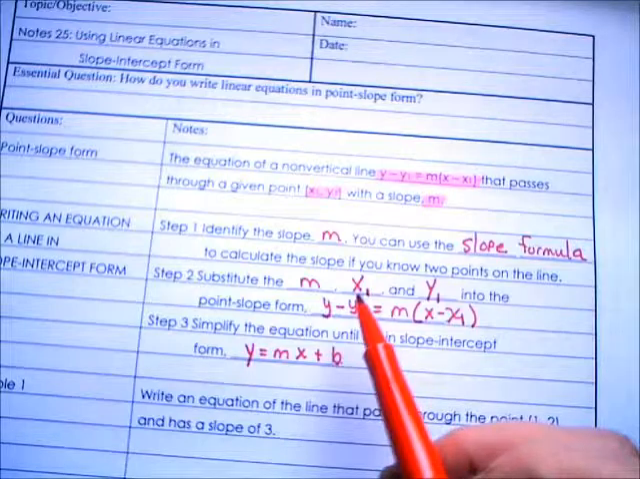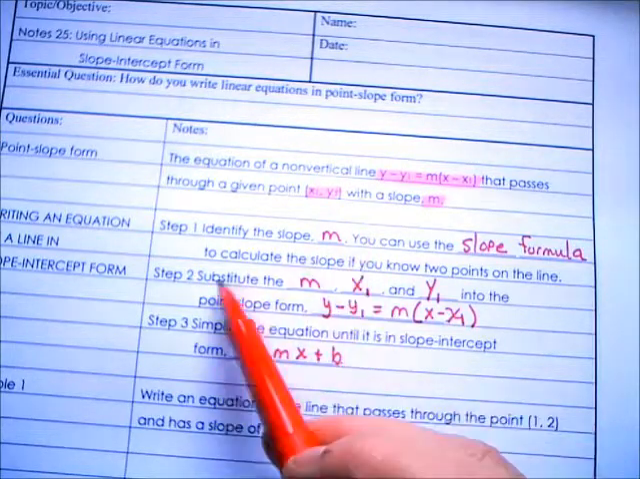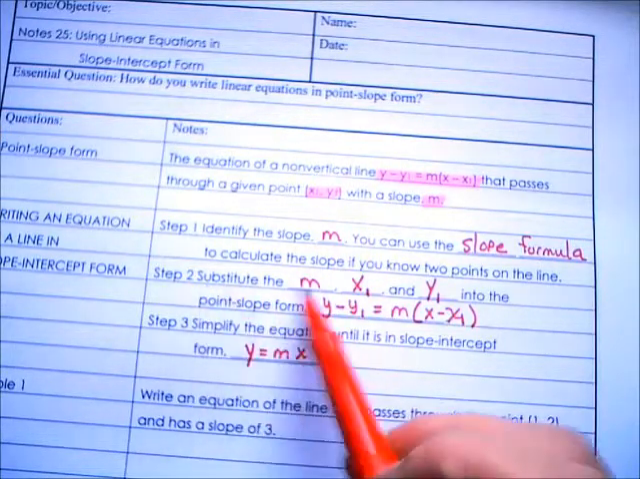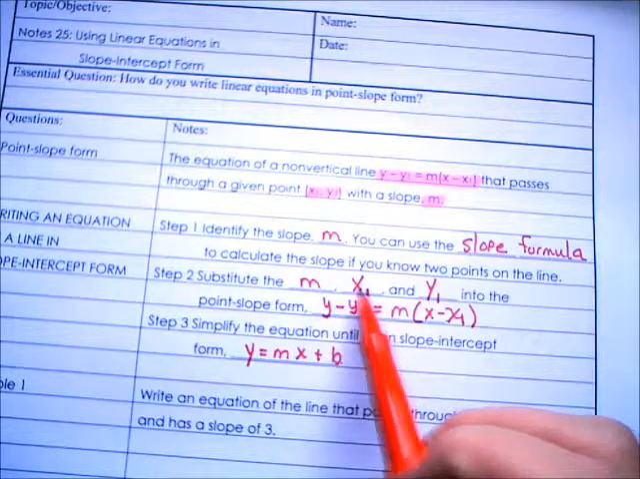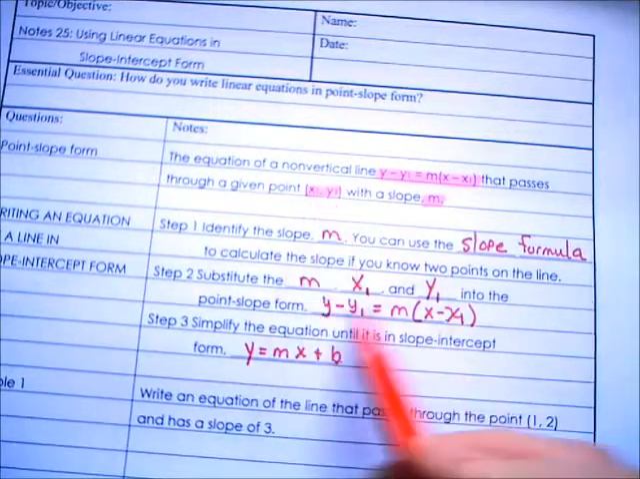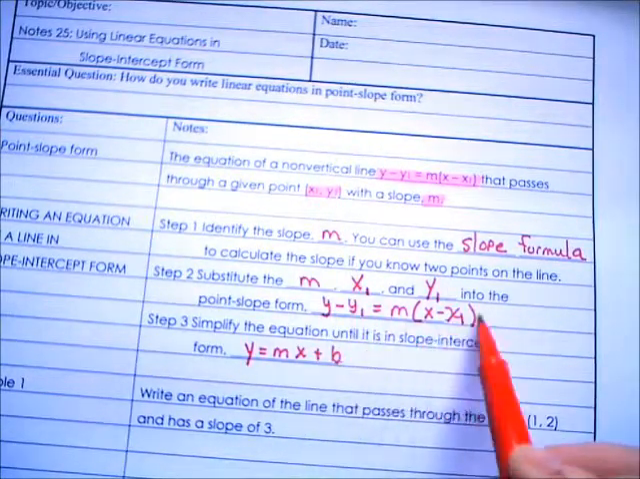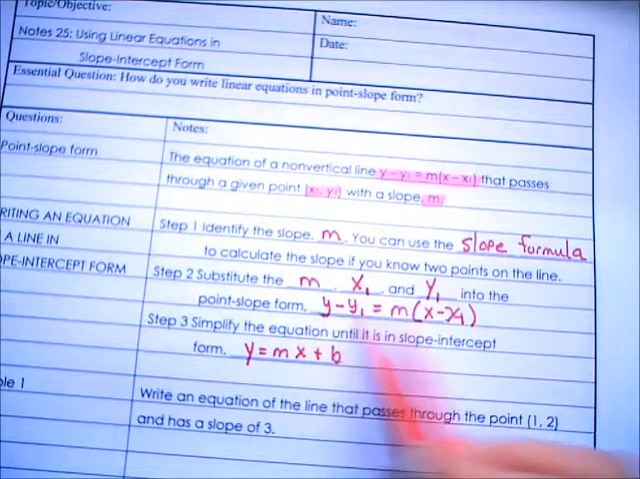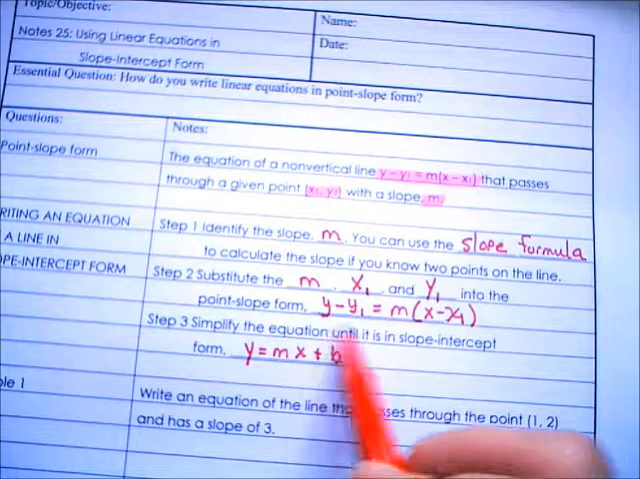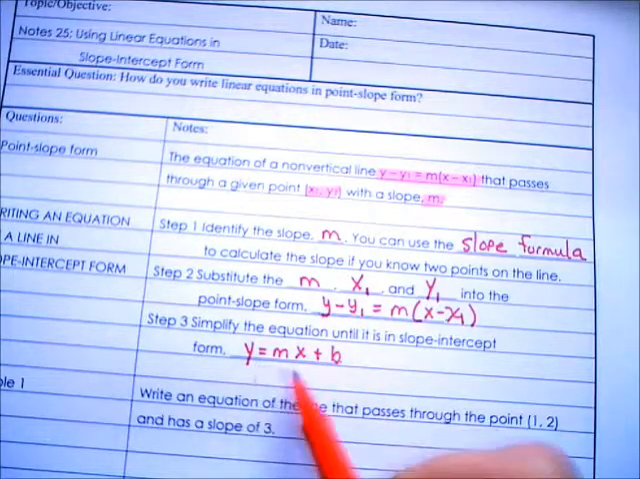But once we have the m, we're going to go to step 2 and we're going to substitute the m, the x1 and the y1, which is a coordinate that they're going to give us, into this big long formula that we have here that's brand new. And once we have this formula, we're going to go to step 3, and that is simplify it. So we're going to solve everything for y and get it in the form that we're used to seeing, slope-intercept form.